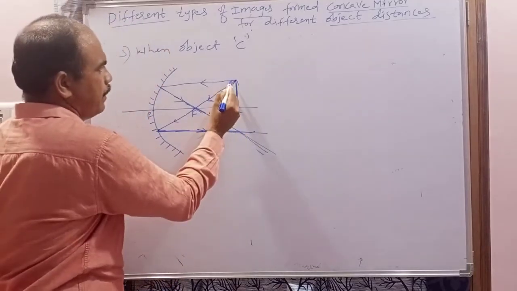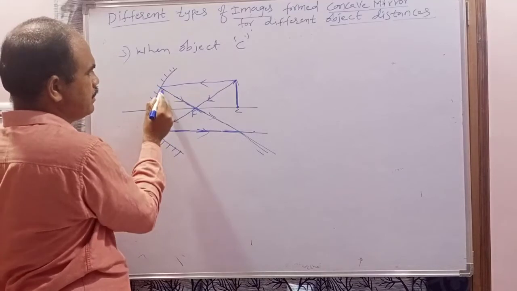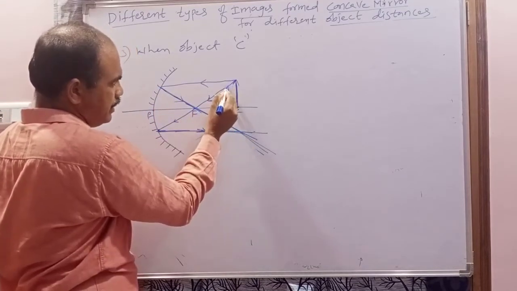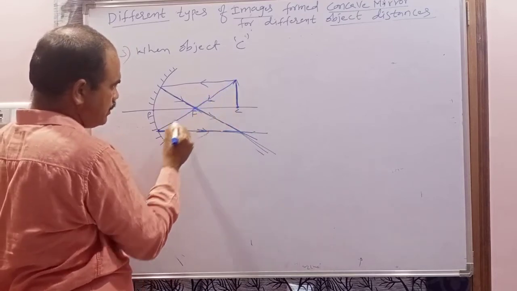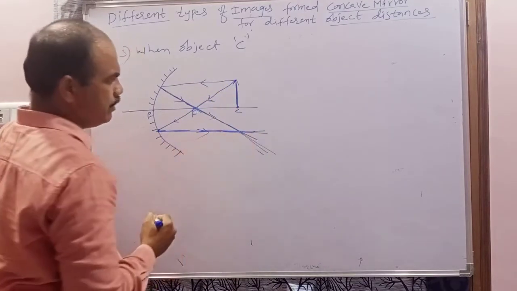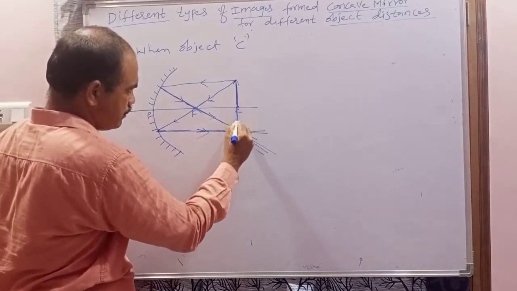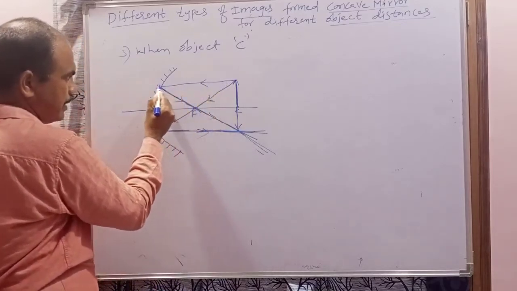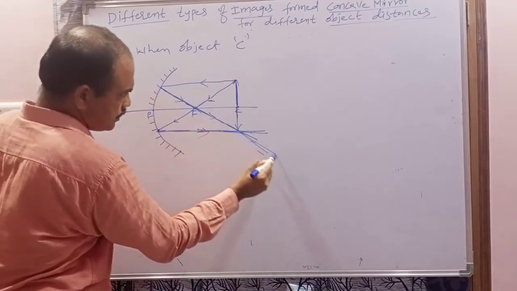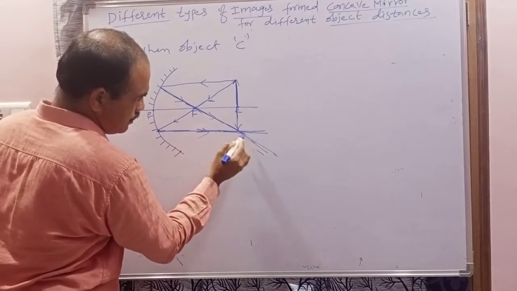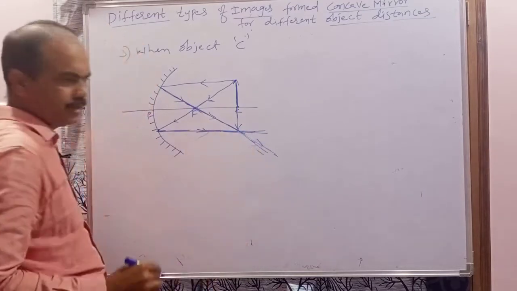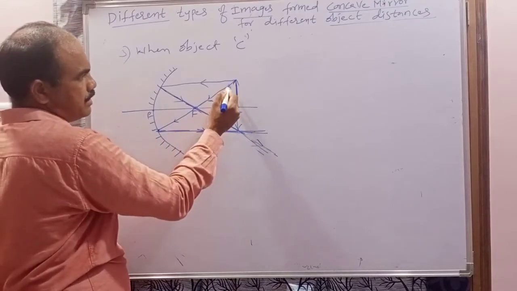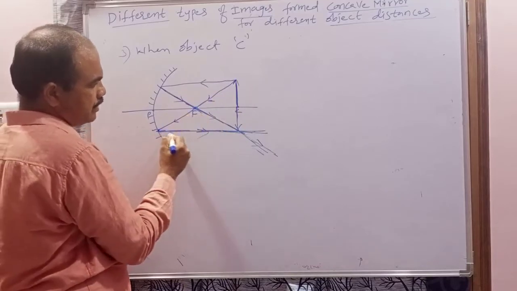So this is the incident ray parallel to the principal axis. After reflection, it passes through the focus, and this is the incident ray passing through the focus. After reflection, it is parallel to the principal axis. Now here the image is formed. The rays are not coming correctly because I am not using a compass and scale.